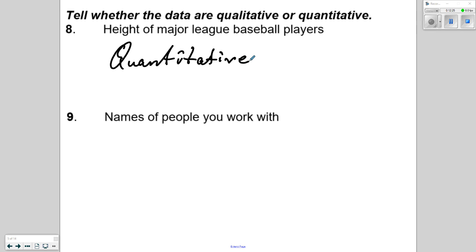Okay, for the next one, names of people you work with. All right, when we're listing out the names of the different people that we work with, that's not a measurement. Okay, that's just their different names. It's describing them, so that would be qualitative data.